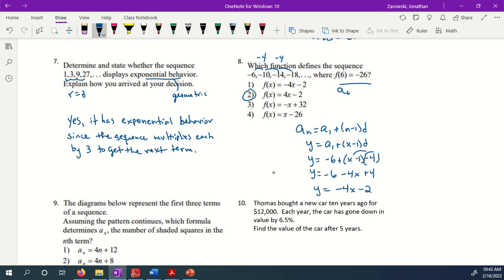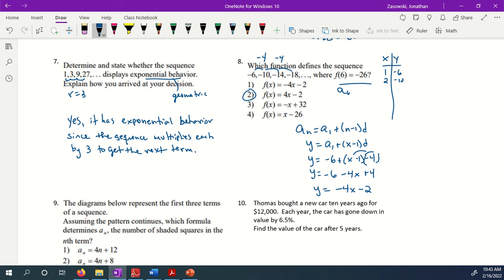You could also think about it in terms of plugging in the function. So if we made an xy table here, when x is 1, the first term is -6. The second term is -10. So if you plug in 1, which one of these is going to give you -6? Okay.